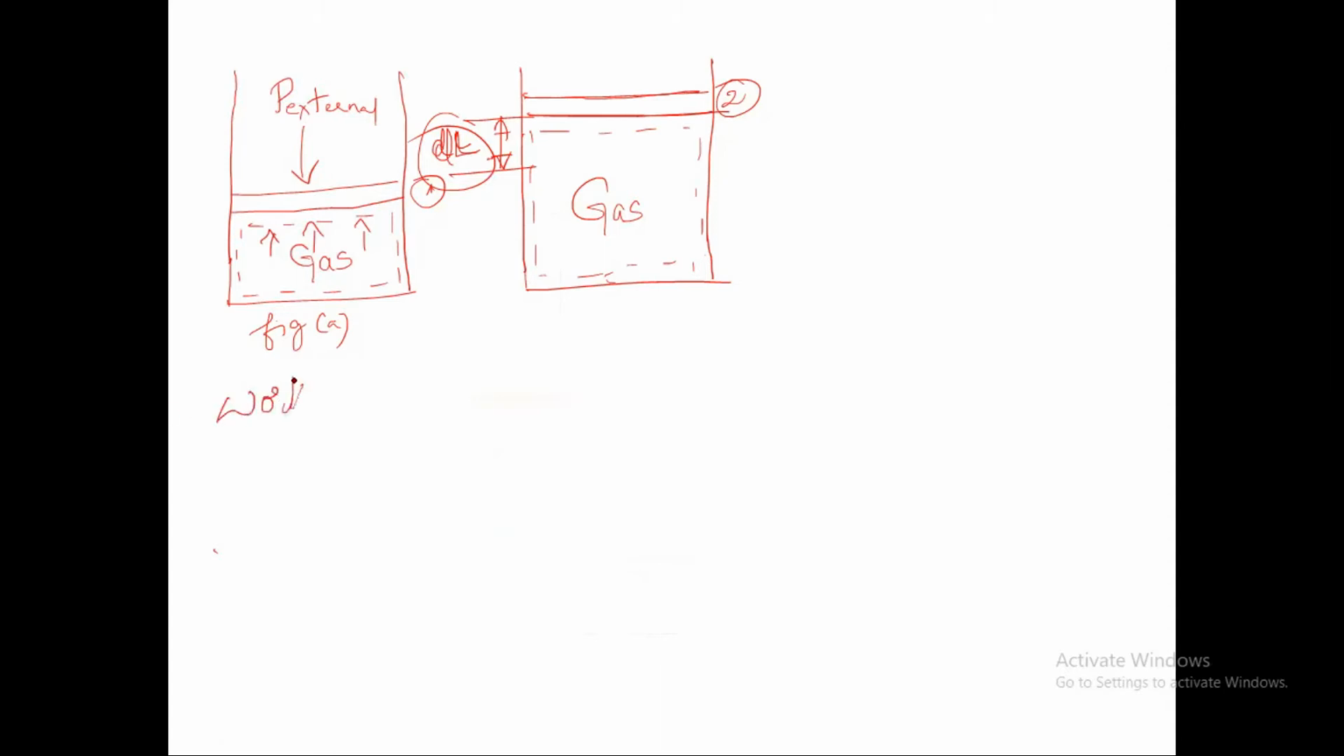Elemental work done, that is dW, which is calculated as F into dl. Now we know that pressure is nothing but force per unit area. This can also be written as F is equal to P into A. Now I will substitute F as P into A.